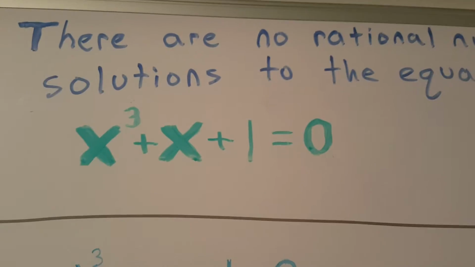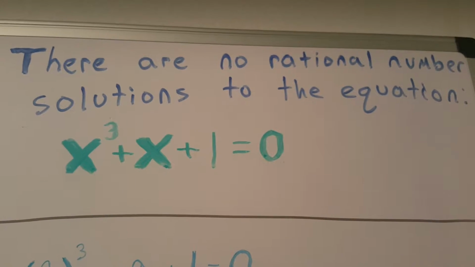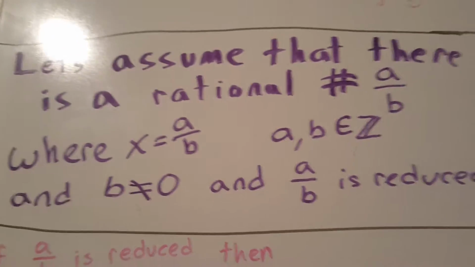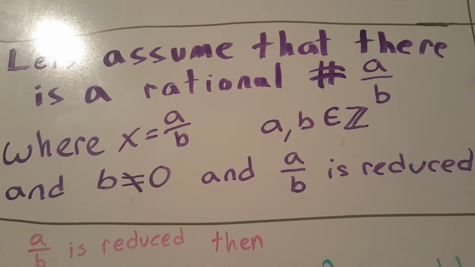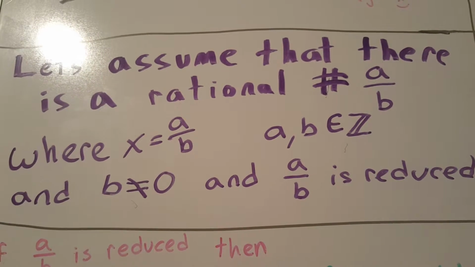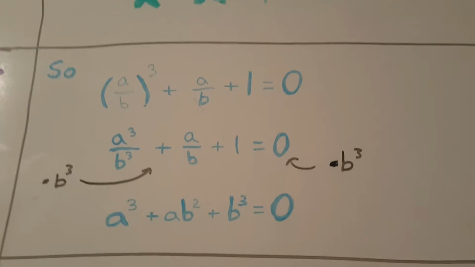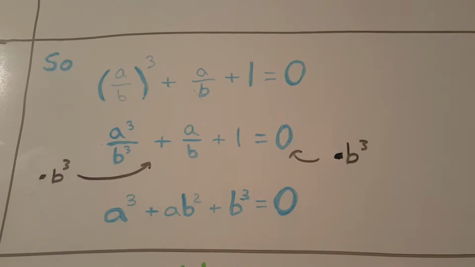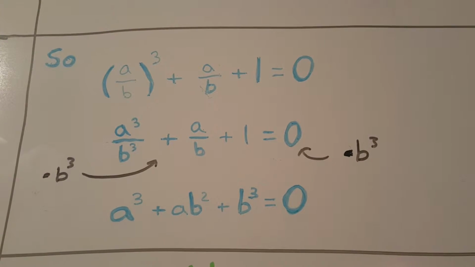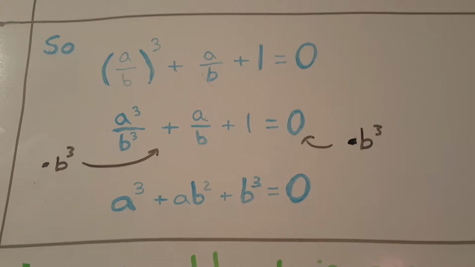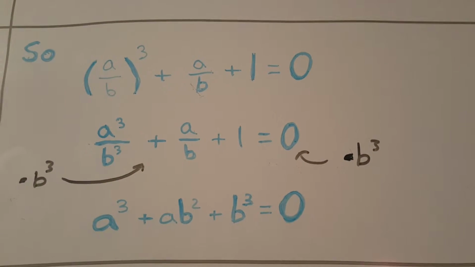So this time we get to prove that there are no rational number solutions for the equation x cubed plus x plus 1 equals 0. Let's assume that there is a rational number a over b where x equals a over b, a and b are integers, and b does not equal 0, and a over b is reduced. So that way we could substitute a over b into our original equation, simplify it a little bit, multiply both sides by b cubed, and get a cubed plus ab squared plus b cubed equals 0.